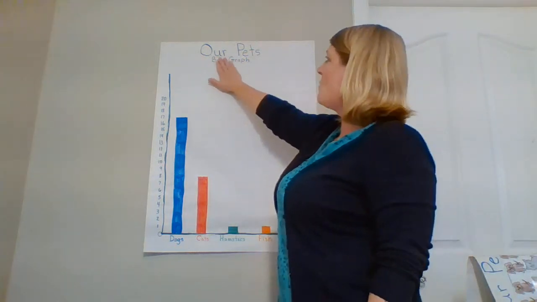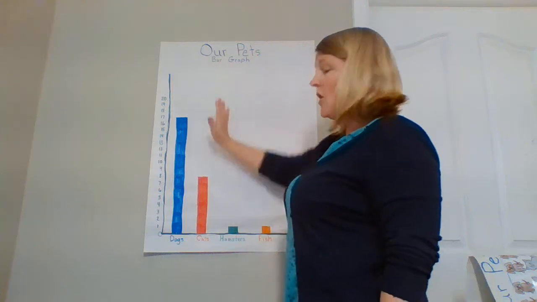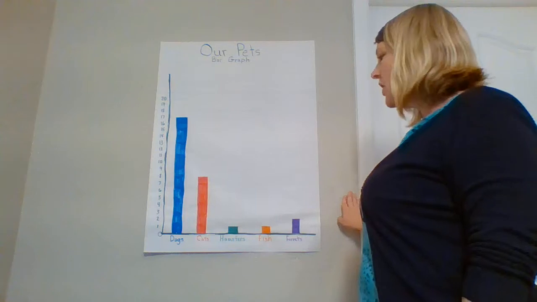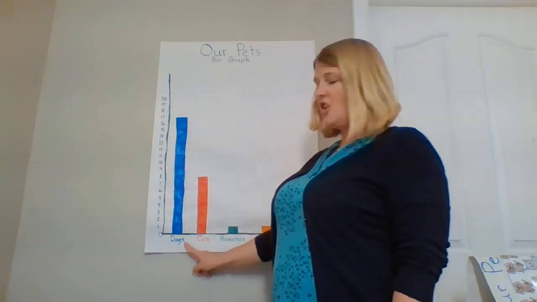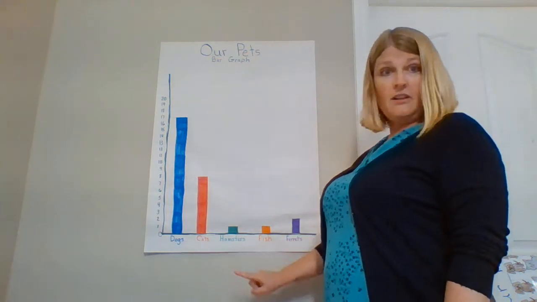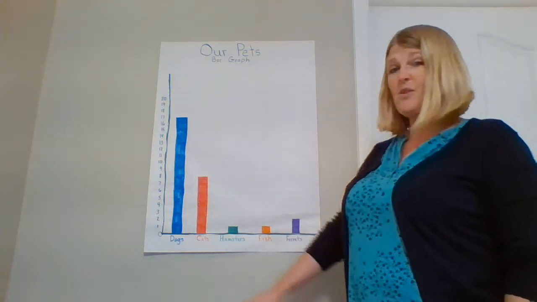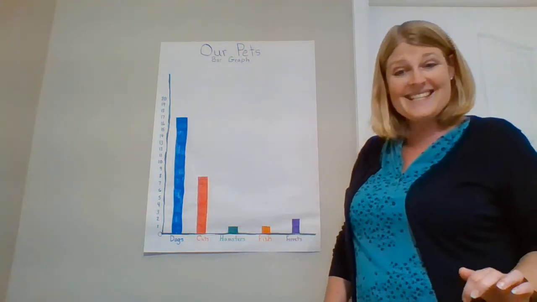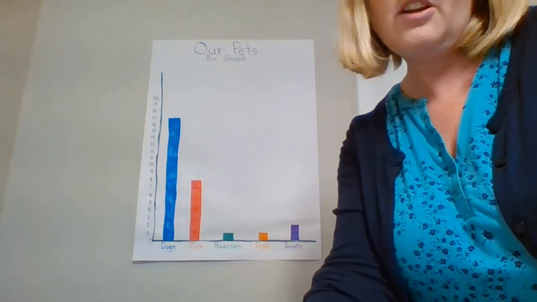So it says, our pets, we still have the same title up there. We notice that on the bottom of the bar graph, we have all of those words we were working on before. So I've got dogs, because our class has dogs, cats, our class has cats, hamsters, our class has a hamster, fish, and ferrets. We have all of those animals. So those are labeled across the bottom. Going up the side, I'm going to scoot us a little bit closer.